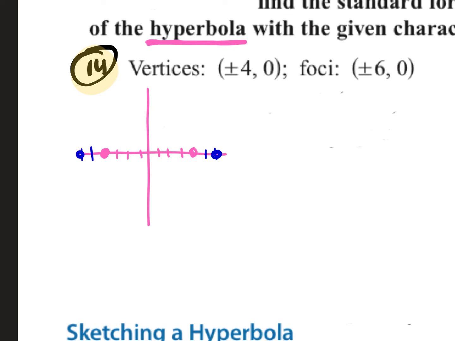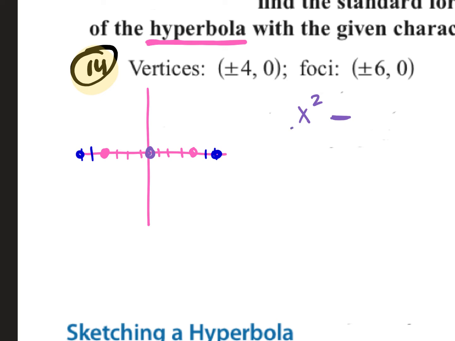So what is my center? 0, 0. So in my equation, I don't know if x squared or y squared comes first. How can I figure that out? How do I know which one's going to be positive? Remember, this is a minus in the middle, so it depends which one comes first. If the x squared comes first, then it's a horizontal one. Is this a horizontal? Yeah, my transverse axis is horizontal, so that means x squared is going to come first.